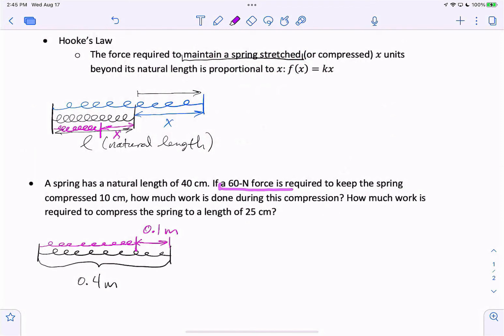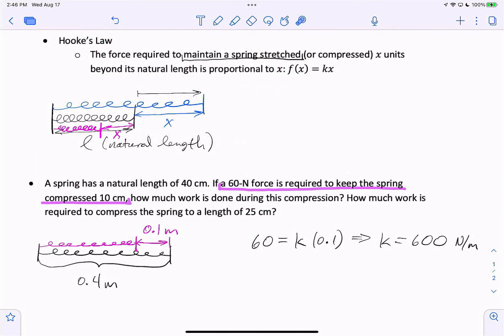Now let's apply this information that a 60 newton force is required to keep the spring compressed 10 centimeters. We're using Hooke's law. F of x is equal to kx. The force is 60 newtons. So 60 is equal to kx. X is 10 centimeters or 1/10 of a meter. We end up with k equal to 600 if my math is correct. And since 60 is in newtons and I just divided by meters, this is going to be 600 newtons per meter.